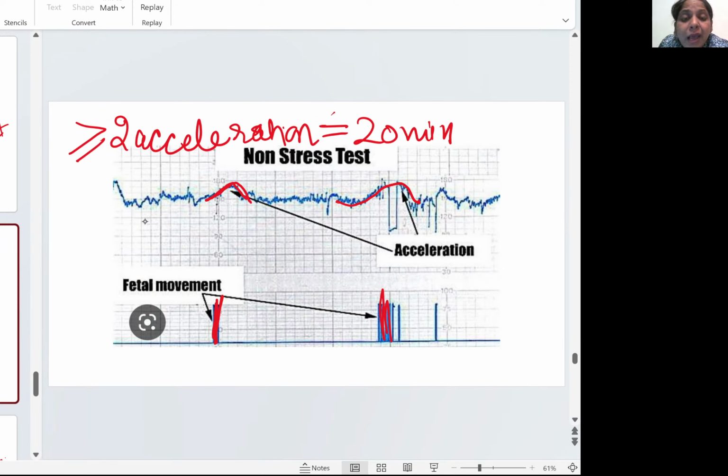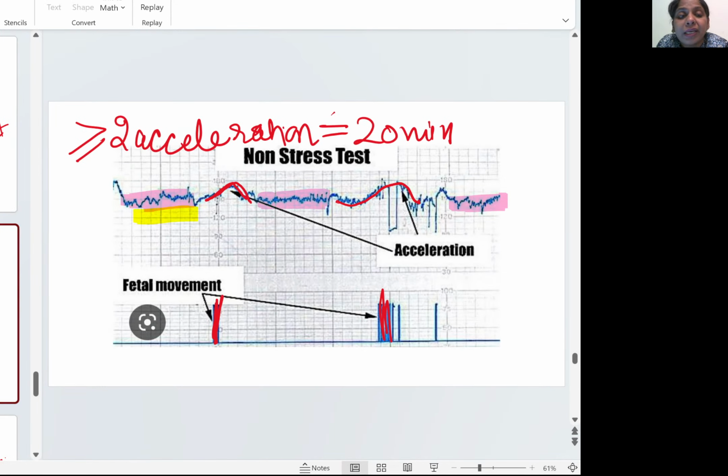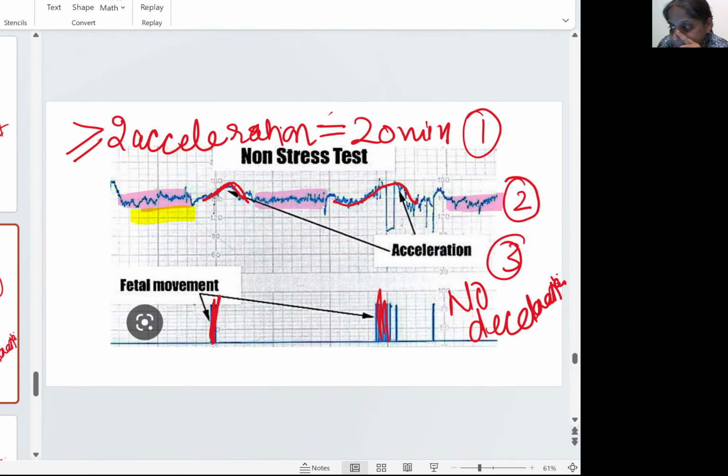See, this line, this baseline should not be straight. I am here not talking about acceleration. The baseline should not be straight. It should go up and down, beat to beat variability. Number 3, there should be no deceleration. So 3 points which you have to see in NST. Number 1 is acceleration. Number 2 is beat to beat variability. Number 3 is no deceleration. Have you got it?